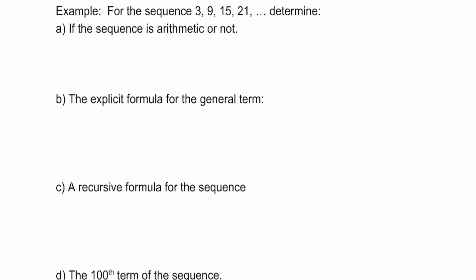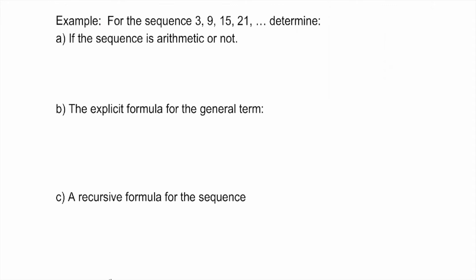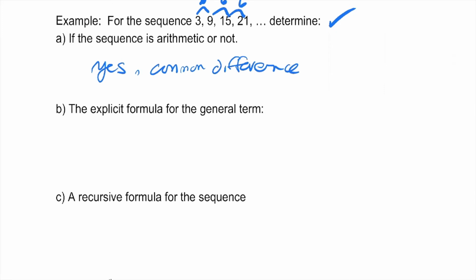Here we have the sequence 3, 9, 15, 21. We want to determine if the sequence is arithmetic or not. We have to look at the difference between every single one of our terms, and only then can we determine whether it's arithmetic. It's not good enough to look at just one or two differences, but every difference in the sequence. The difference 9 minus 3 is 6. The difference 15 minus 9 is 6. And the difference 21 minus 15 is 6. So yes, this is an arithmetic sequence, and the common difference is 6.